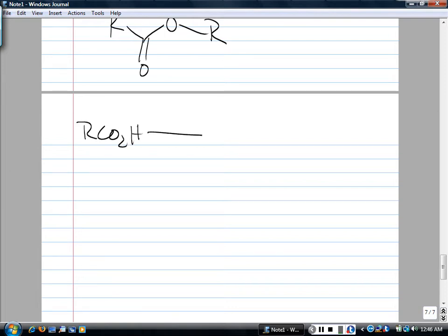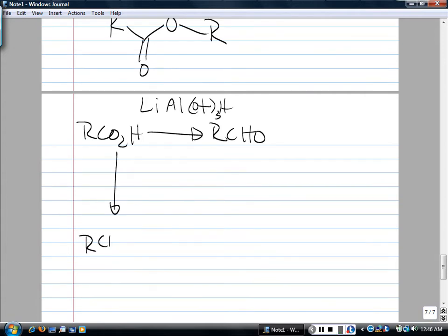Carboxylic acids can be reduced either to the aldehyde, right, with lithium aluminum tris-tert-butoxyhydride, or all the way down to the alcohol if I were to use lithium aluminum hydride. In both cases, followed by water.